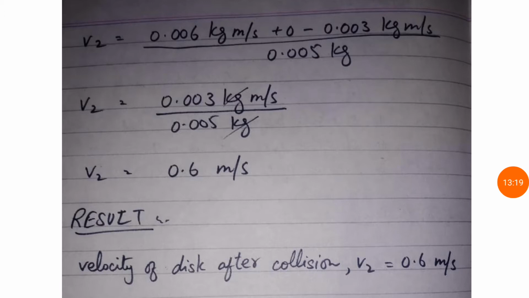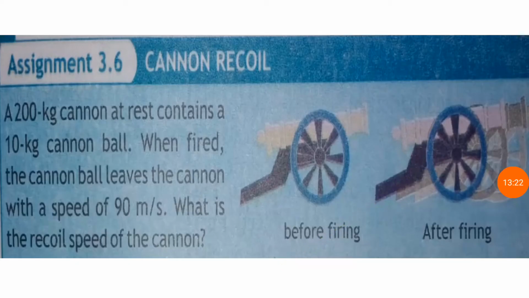Now assignment 3.6. In assignment 3.6, a 200 kg cannon at rest contains a 10 kg cannonball. When fired, the cannonball leaves the cannon with a speed of 90 meter per second. What is the required speed of the cannon?